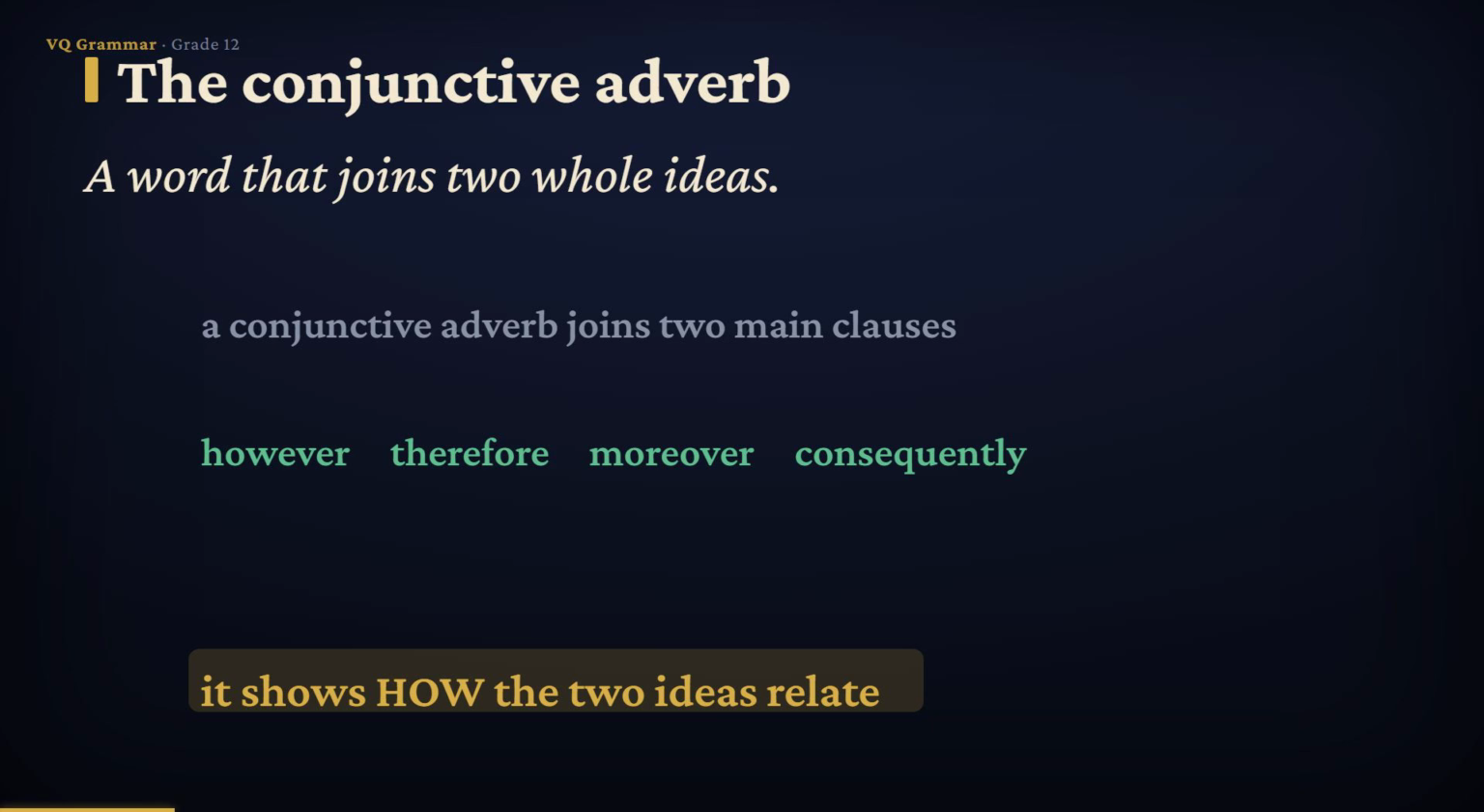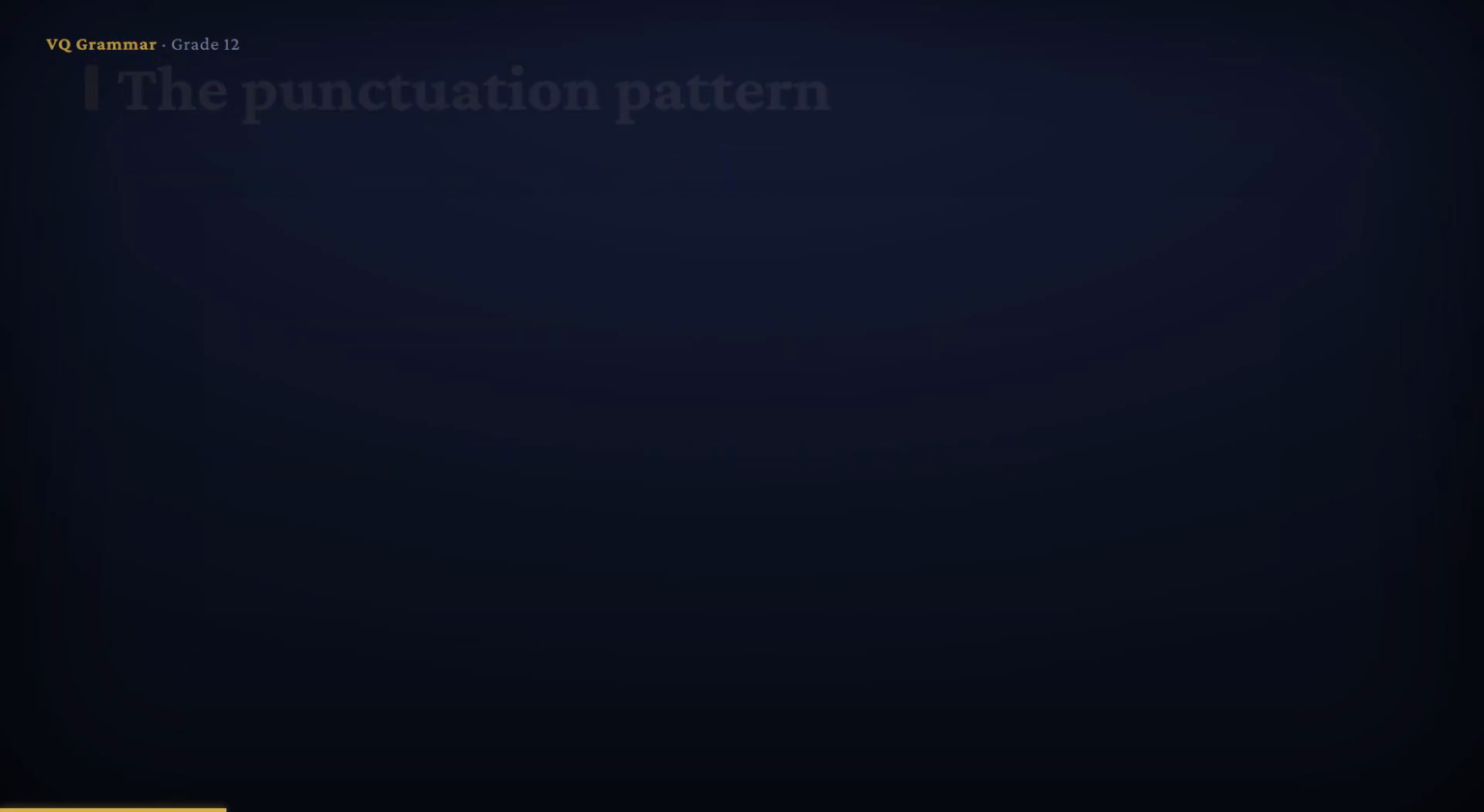Take this sentence. The evidence was thin, therefore the jury hesitated. Therefore is the bridge. It signals that the second clause is the result of the first. That's the heart of it. A conjunctive adverb connects two main clauses and shows the relationship between them.